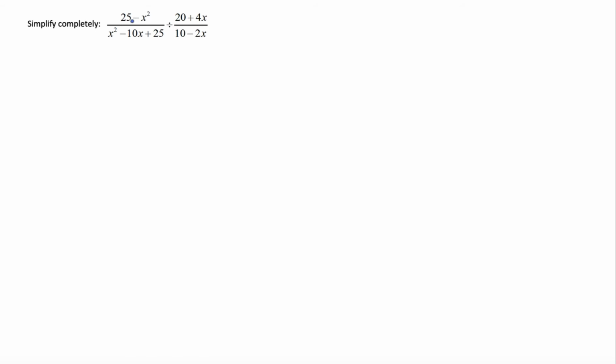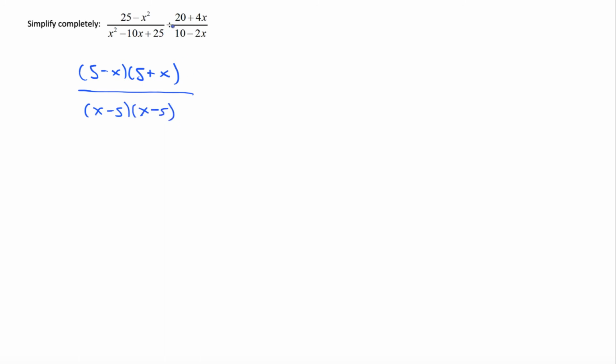The first one is 25 minus x squared. This is a difference of two squares, so we can write that as (5 - x)(5 + x). For the denominator of the second one, that's going to be (x - 5)(x - 5). That's a perfect square trinomial.